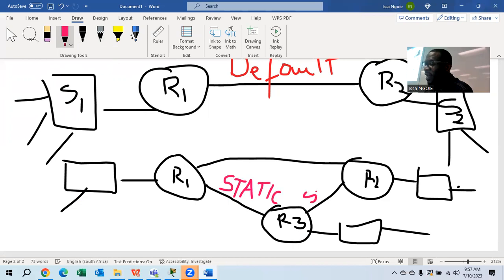There also you can do the static and so on, right? You understand? And they can do a default or static. It depends on you. Still, they're gonna communicate. But we're gonna see the advantages and the disadvantages.